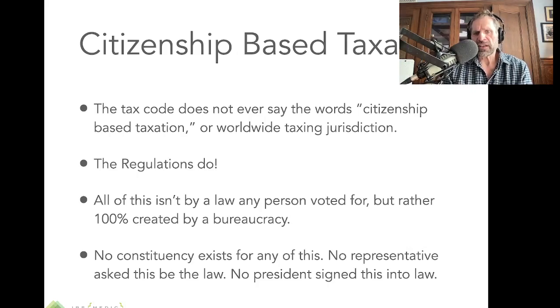Well, the answer is a little complicated, but it comes from the words citizenship-based taxation, a worldwide taxing jurisdiction. You know, the law, Title 26 of the U.S. Code, is where you find the entire tax code. It never says the words citizenship-based taxation or worldwide. It doesn't say it. Rather, where we find that is in the regulations. That is, the regulations create citizenship-based taxation. So there's not a law that anyone voted for, but rather this is all created by a bureaucracy.